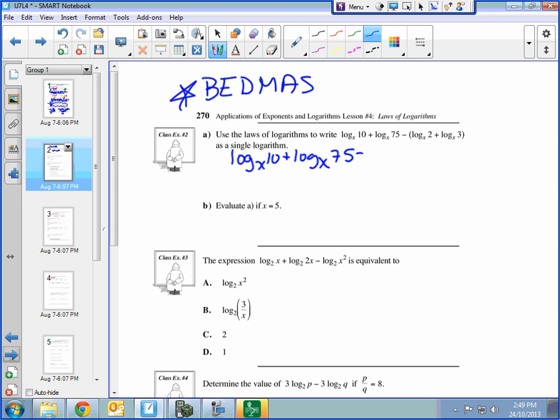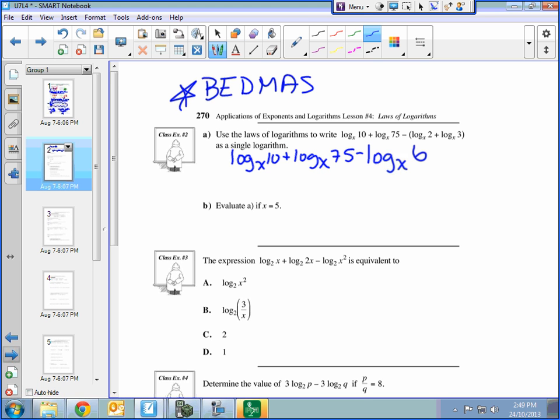Okay, so log of 2 base x plus log of 3 base x, what should I do here? They're being added together. Yep. So what will my argument be? You have it right in front of your face. What's 2 times 3, guys? 6. There we go.